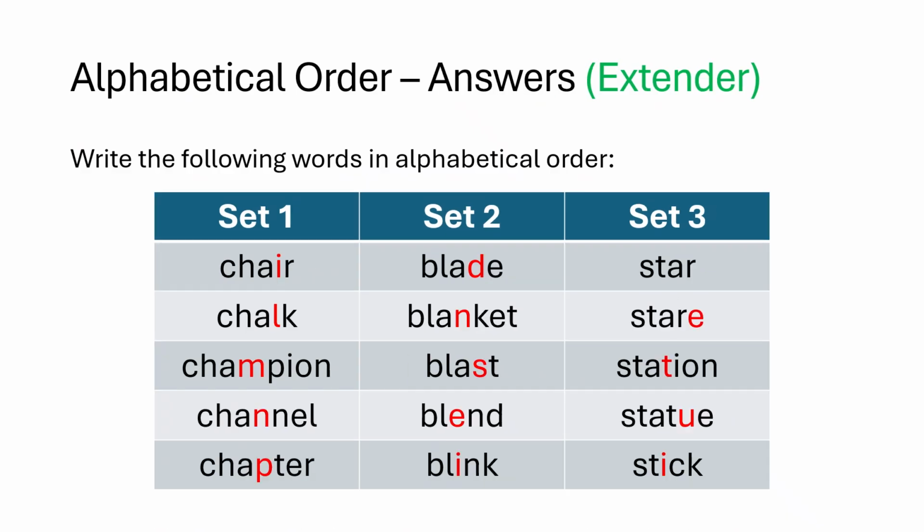Check your answers. These words are in alphabetical order by looking at the subsequent letters that are different. I will say the letters in the order they should be. The fourth letter in chair is I. The fourth letter in chalk is L. The fourth letter in champion is M. The fourth letter in channel is N. The fourth letter in chapter is P. I, L, M, N, P.